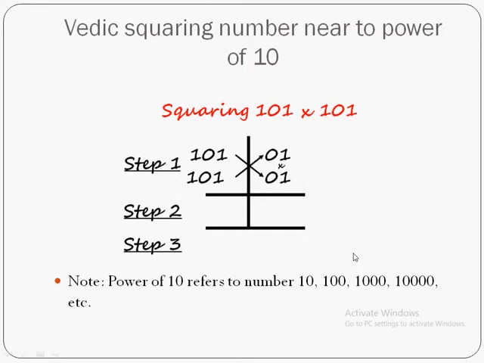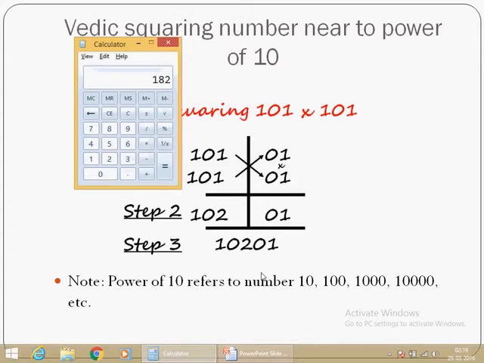Now let us take one more example. This example is about squaring: Vedic squaring of a number near a power of 10. Here we will try to square 101. Both are greater than 100 by 1. As I told you, if the number is 3-digit, we will write in 2-digit format. Now 101 is greater by 1, and the other 101 is also greater by 1. So if I add them crosswise, it will give me 102, and if I multiply 01 and 01, it will give me 01. So my answer is 10201. You see how quick I did my calculation.